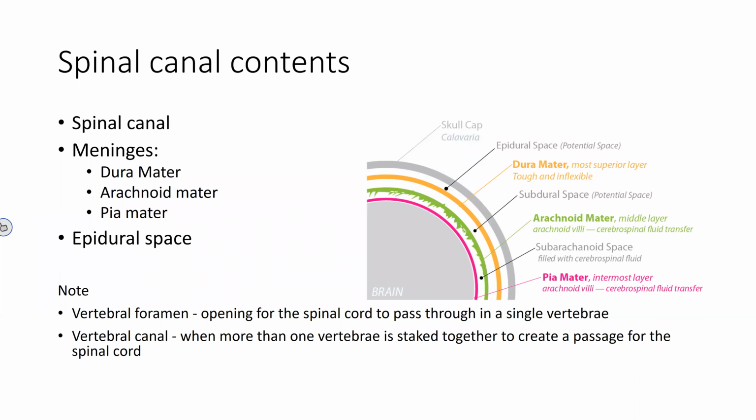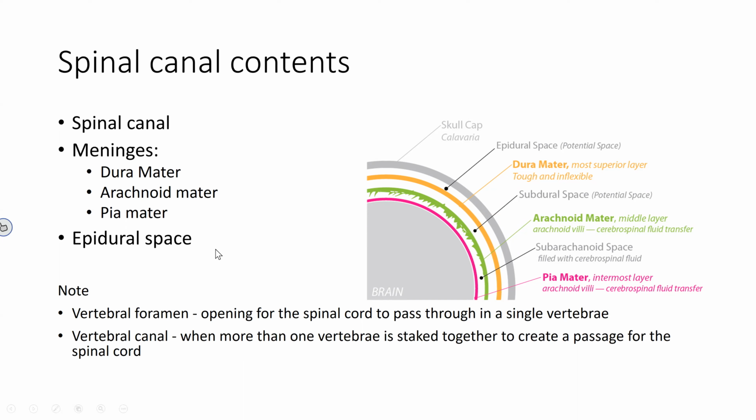So in the context of the spinal cord, you have a spinal canal in the middle, or the brain, and meninges with the dura mater, arachnoid mater, and pia mater, and the epidural space outside of that, and then the skull bone.